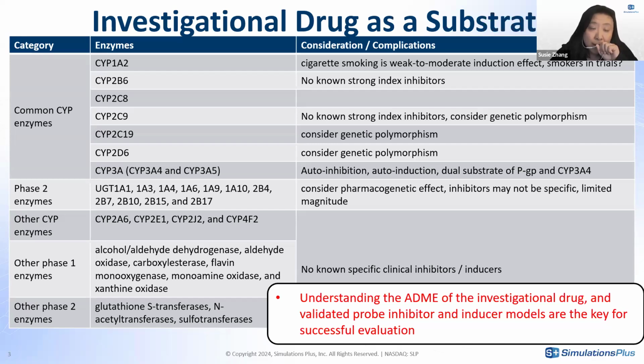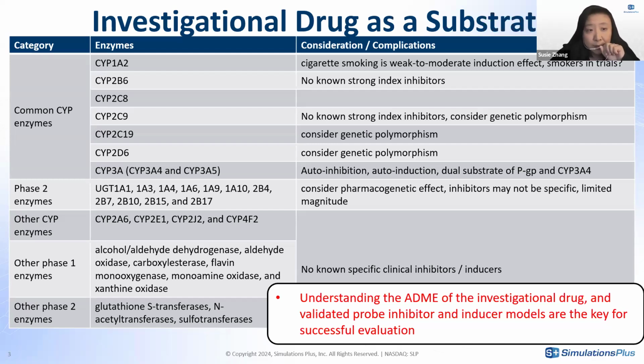And for CYP2C8, 3A substrate, this is the most commonly seen category where your investigational drug is a substrate of CYP3A. And for this enzyme, often we see that the drug may also be an inhibitor and inducer of CYP3A. Then you will have autoinhibition and autoinduction potential. And another common issue with CYP3A substrate is it potentially being a dual substrate of P-gp and CYP3A. So when you design your clinical trials, even modeling and simulation, how are you going to separate these two pathways? And I'm sure you will be asked to evaluate the impact of each pathway separately and in combination.